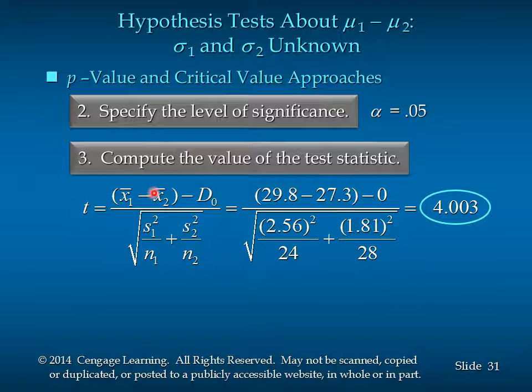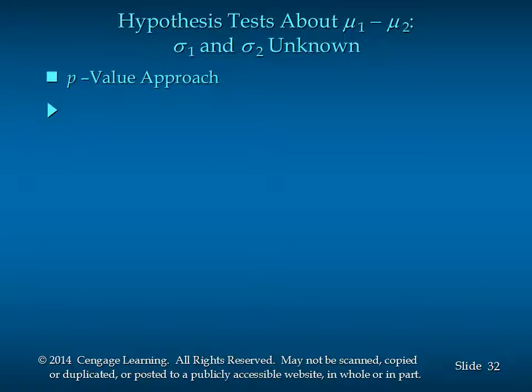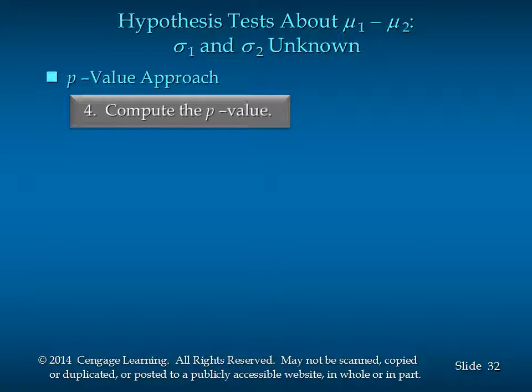This formula looks almost the same as what you had before on your z. And in fact, it looks exactly the same, except instead of z, now you have t. That's why the difference between a z and a t is not really that big of a deal for the most part as far as understanding the concept. And let's run the p-value approach.